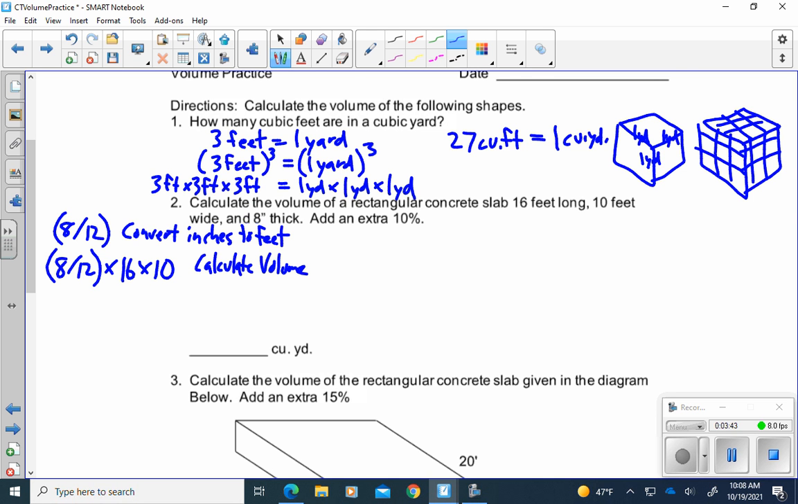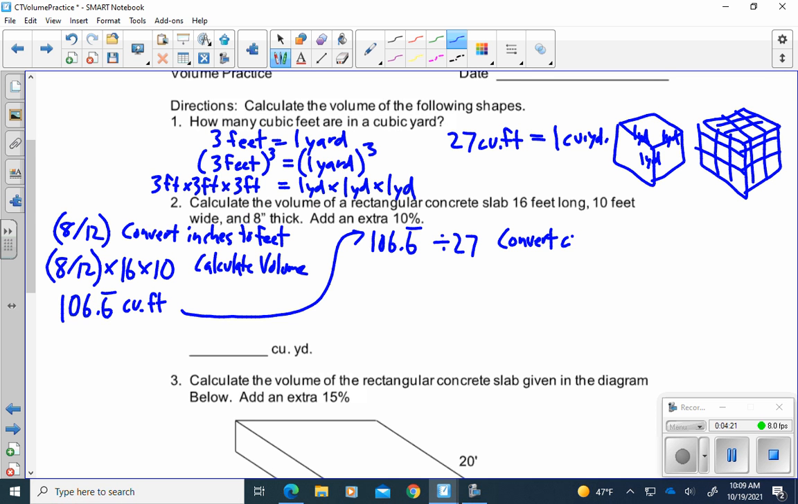Just a calculator, type it in like you see it. You should get 106.6 repeating. And that's cubic feet. And then we want to make the jump to cubic yards. So we'll do 106.6 repeating. Just leave it in your calculator and divide by 27. This will convert cubic feet to cubic yards.